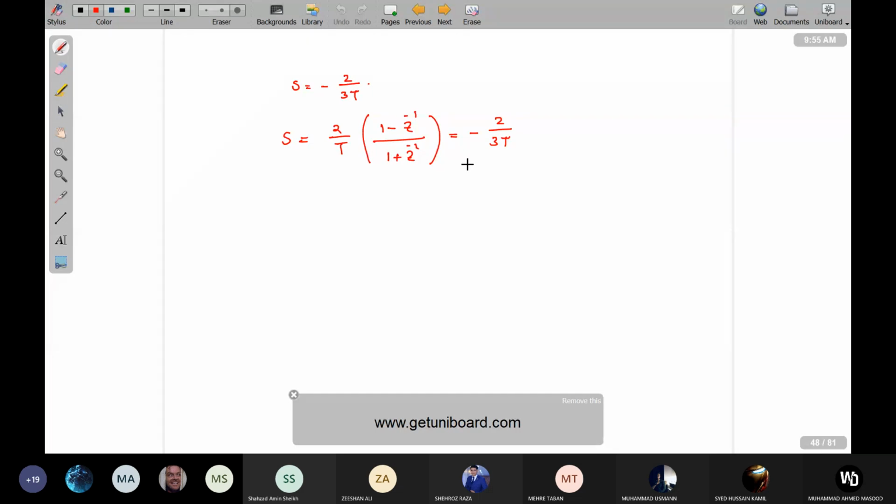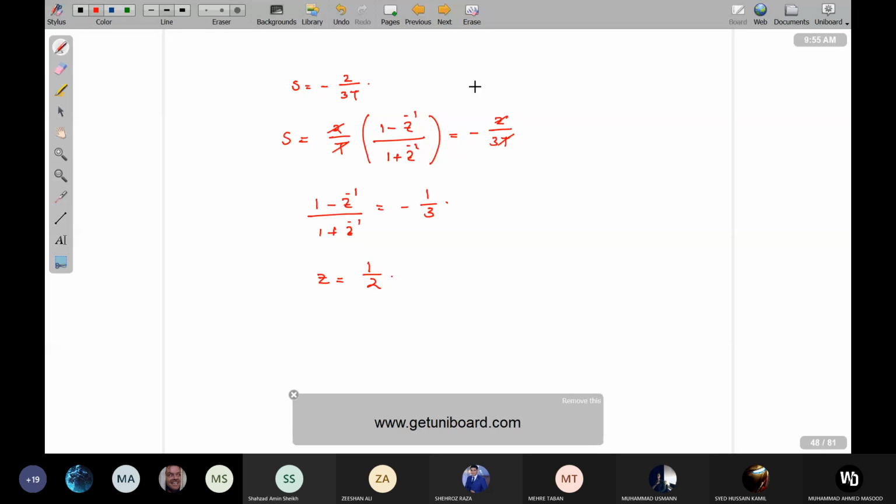And as a result of that, what's happening? Just by cancelling these, that was the reason I was using this T. So 1 minus z inverse over 1 plus z inverse is equal to minus 1 over 3. And as a result of that, I end up with z equal to 1 over 2.